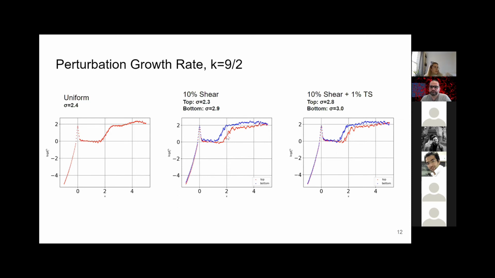Then I've plotted the straight lines on top of this, which I've used to actually compute the gradient of these parts. So you can see the growth rate for the uniform case here was 2.4, and then shear reduces the growth rate along the top and increases the growth rate along the bottom. And that hopefully still ties in with the fact that the wake is longer along the top than the bottom. And our thermal stratification seems like it's actually increasing the growth rate of the perturbation along the top and along the bottom.